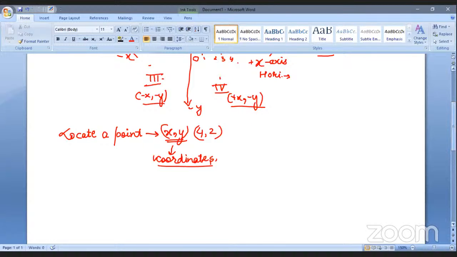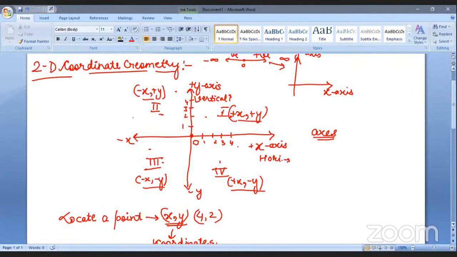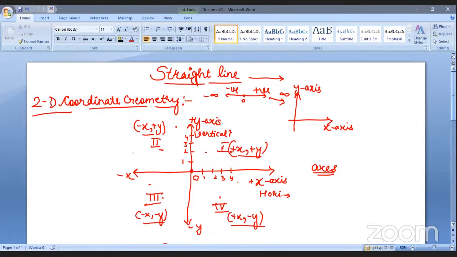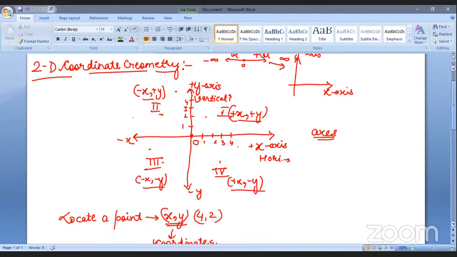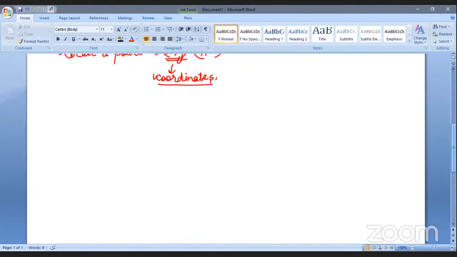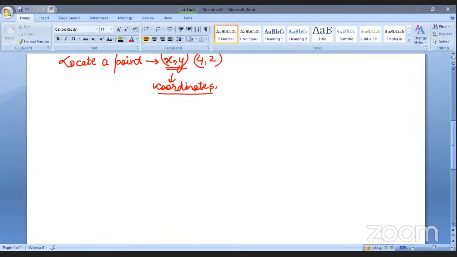So I think this was enough for coordinate geometry. What we are trying to say is that here we have this Cartesian plane with all these quadrants, two axes, and one origin. If we have to look at any point, we have the coordinates, the pair of them. Now let us start with something which relates to our topic: straight line.